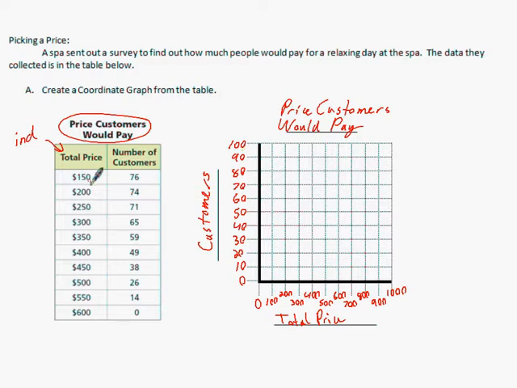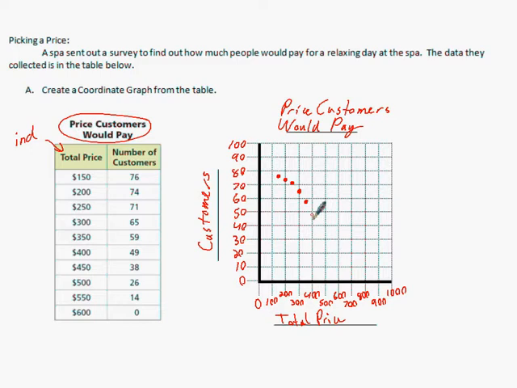A price of $150 has 76 customers. So 150 is right there. All the way up to 76, about right there. $200, 74, about right there. 250 is 71, right there. 300 is 65. 350 is 59.